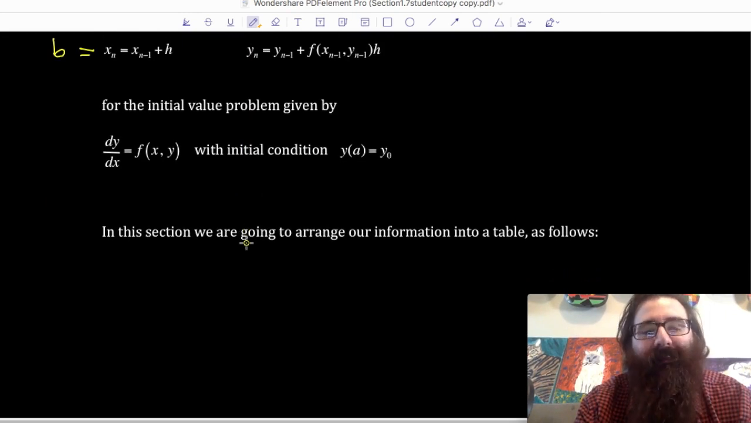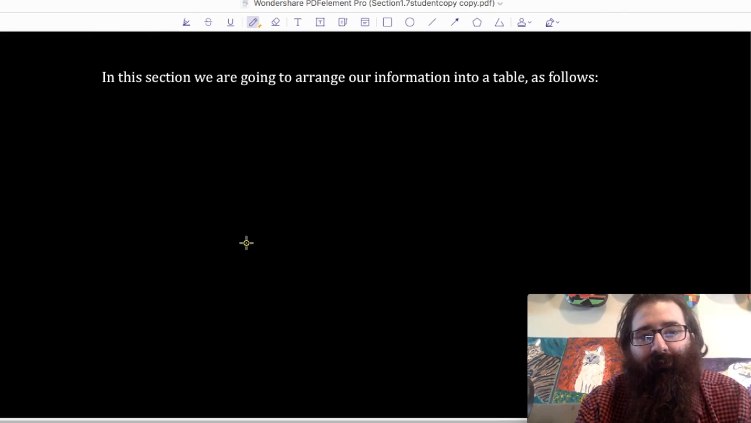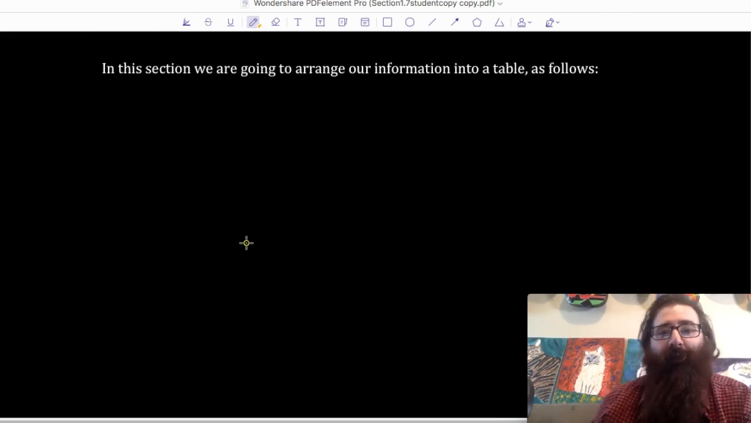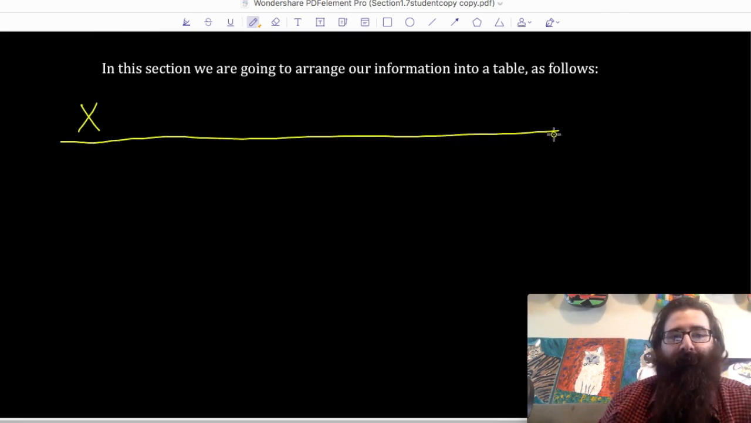I think the easiest way to go through this, and Euler's method is very formulaic, we have these recursive formulas we're working with. The easiest way to do it, in my opinion, is to work with a table of values. So here we're going to start with the header for all of the columns. The first column is going to be for the x values.